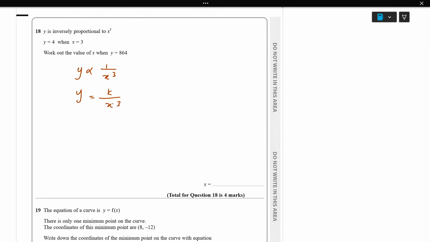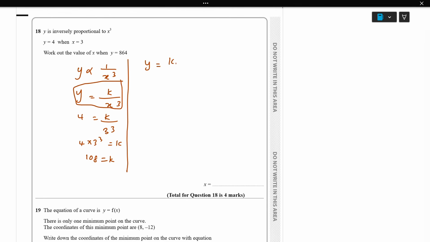Next question 18. y is inversely proportional to x cube. So y is proportional to 1 by x cube. So when you make it equal, we have to multiply by k, so k equals y times x cube. The value is given, y equal to 4 and x equal to 3. So 4 times 3 cube equal to k. So the answer 4 times 27 is 108 equal to k. So now this equation becomes, just substitute here, y equal to 108 over x cube.